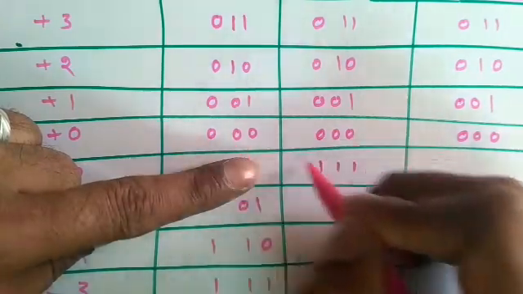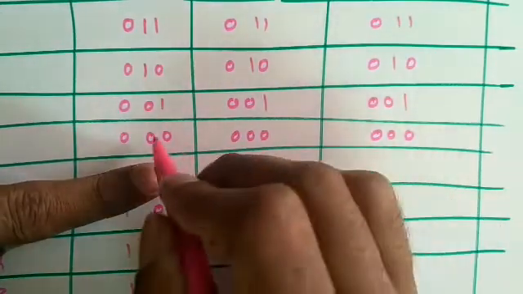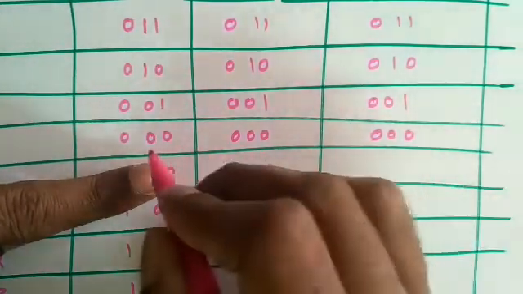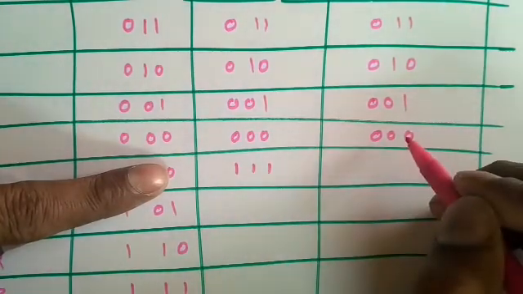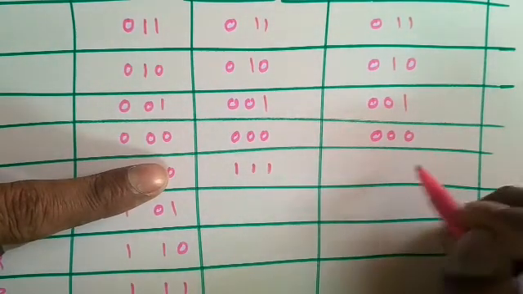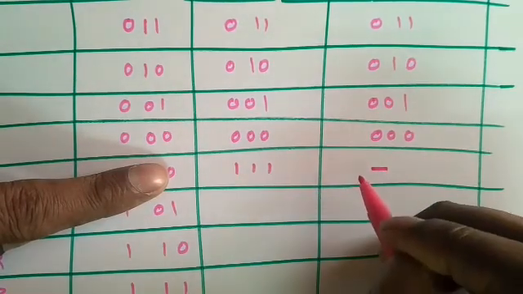If I take the complement of this number, I will get triple 1. Similarly, if I take the complement of this number, what is this one? All triple 1. Yes or no? So triple 1 is not possible in this one, right? Because that will be represented by another number. So minus 0 is not possible in signed 2's complement form.